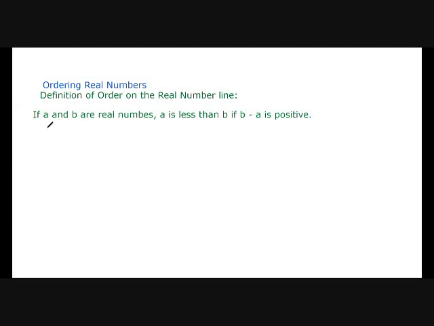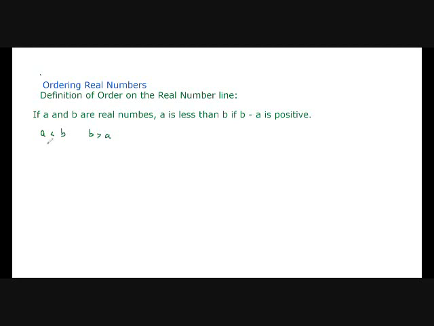If A and B are real numbers, A is less than B if B minus A is positive. In this case, if A is less than B, we can write the inequality symbol A less than B. Or in other words, B greater than A.